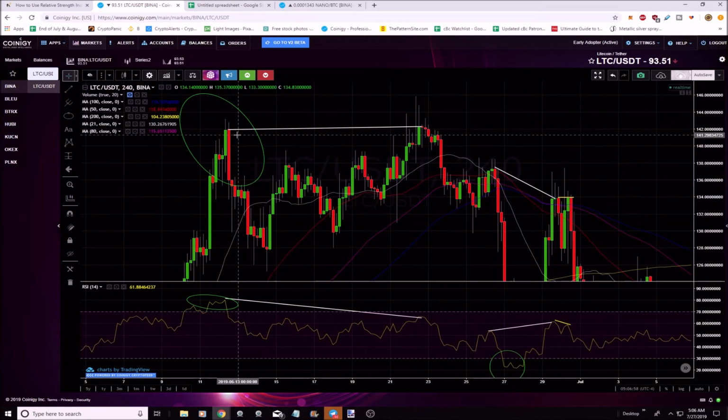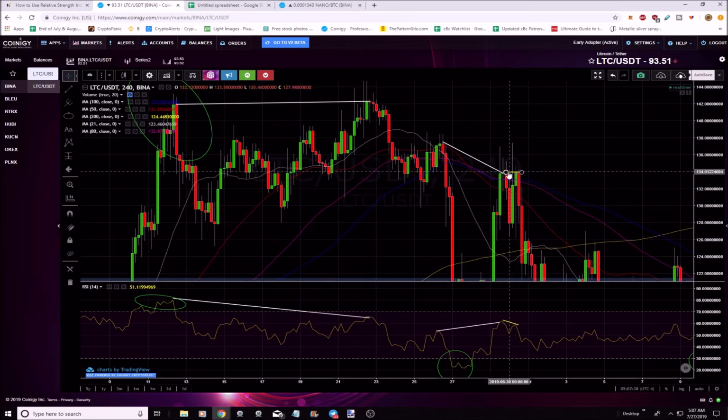So here you can see I've got this peak to this peak. Now there's a slight upslope in the price action. So you've got your high, and then this is a higher high. But in the RSI, you've got your high, and then this is a lower high. So this is bearish divergence. And you can see you got the break to the downside.